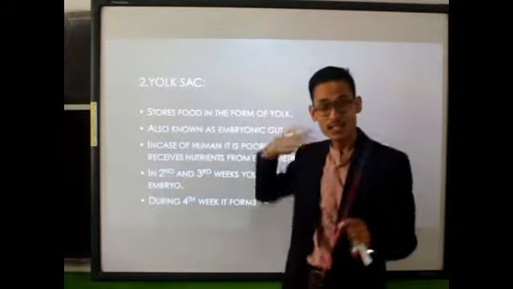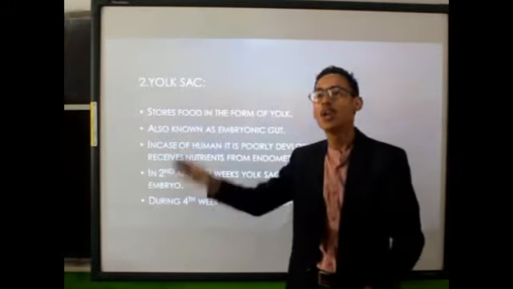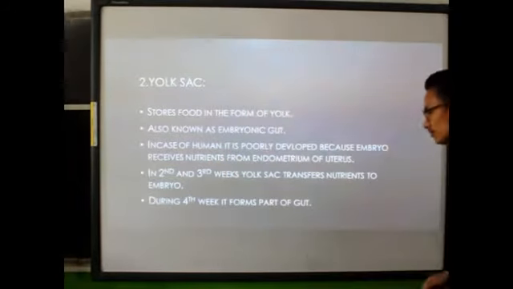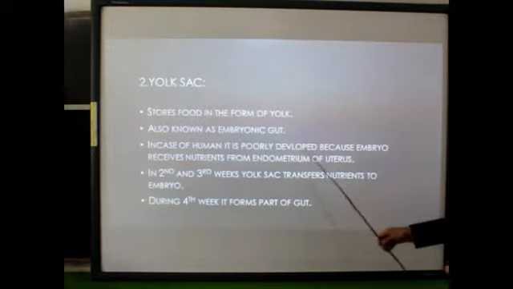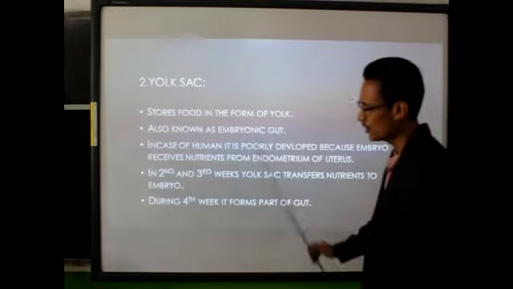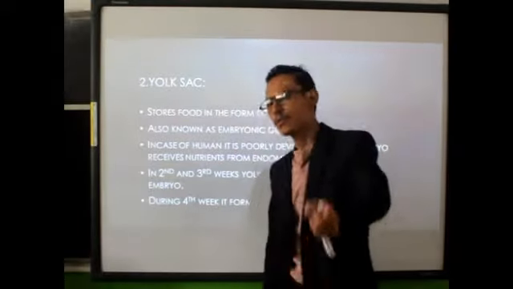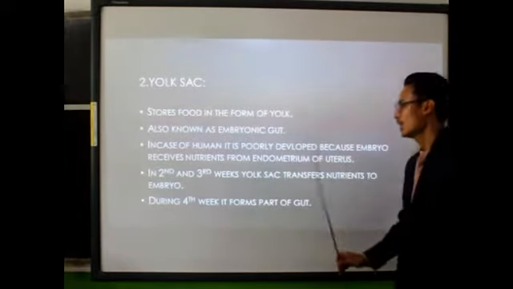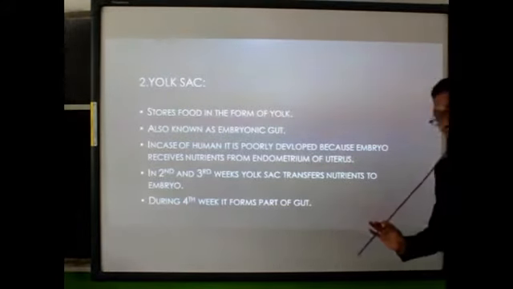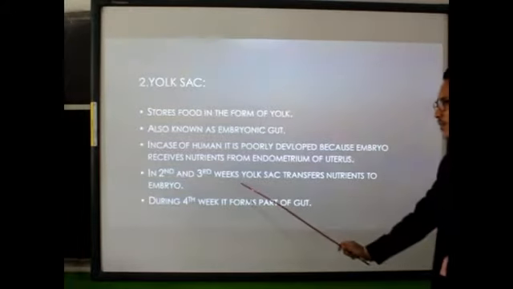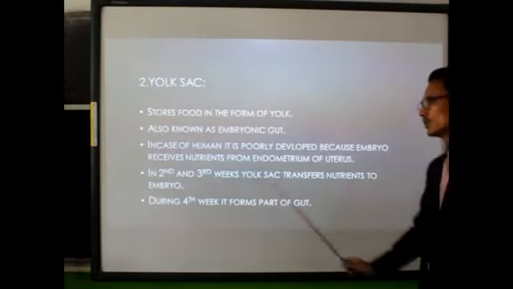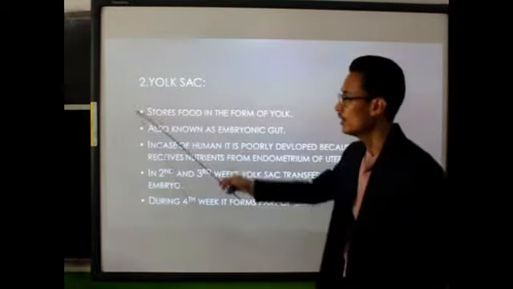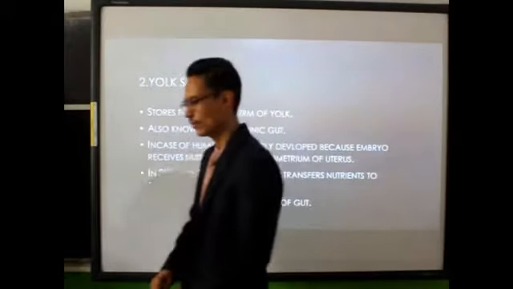So that's why it is poorly developed, because the fetus or the embryo will obtain its nourishment from the placenta, and also from the endometrium of the uterus. So owing to the presence of placenta, which provides the nutrients and nourishment for the developing fetus, this yolk sac is poorly developed in human beings. Clear? Next one. In the second and third week, the yolk sac transfers the nutrients to the embryo, and during the fourth week, it forms a part of the gut. So that's why it is called the embryonic gut. Clear? So we'll not go into details.